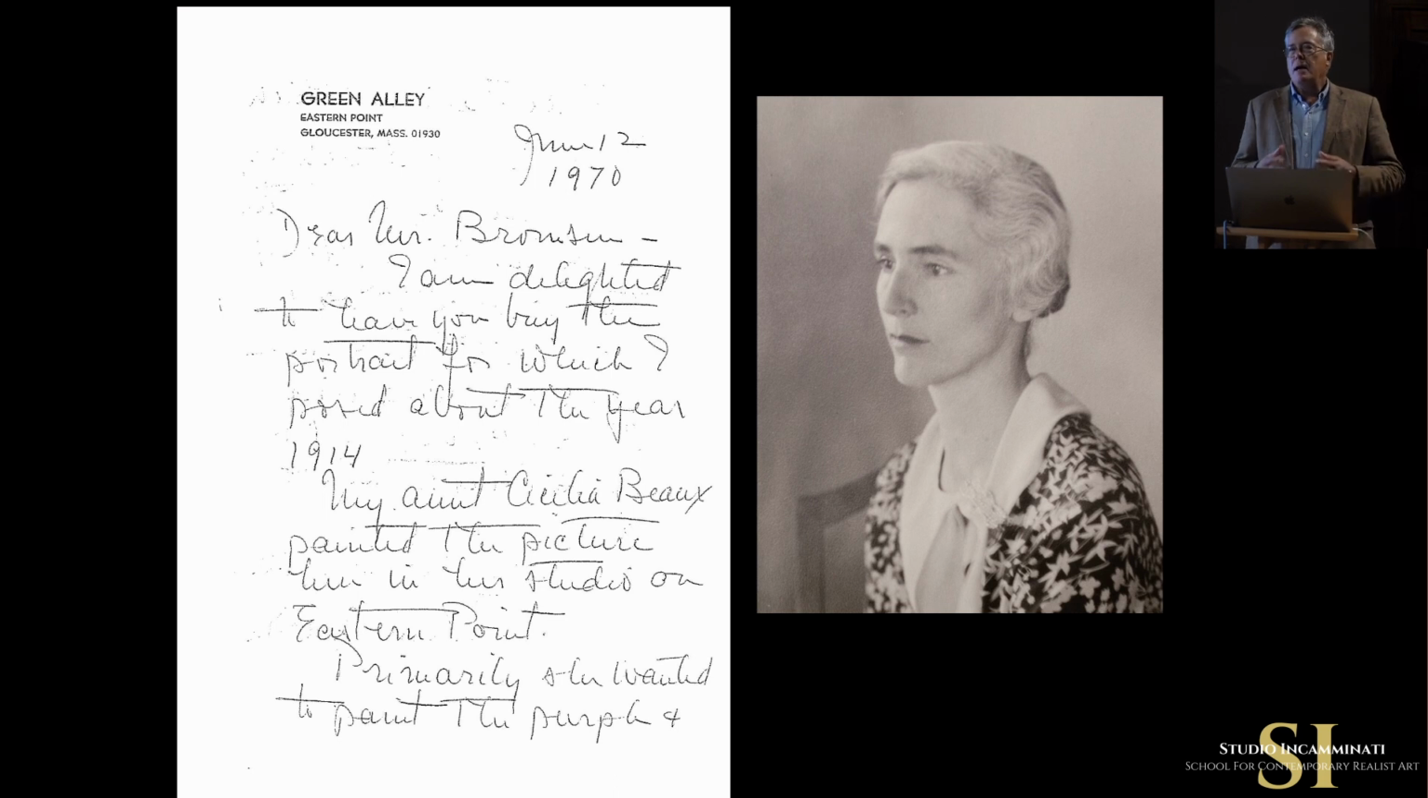Now, while hanging out at Green Alley, she took advantage, privileged advantage, of using the house stationery. So what we have here is a letter that she wrote to a Murray Bromson in, I think, New York, who was a bookseller and a collector, and she's basically saying, "I'm delighted to have you buy this painting," which she thought she had posed for in 1914, but that was an incorrect recollection if we look at Cecilia's diaries about that.